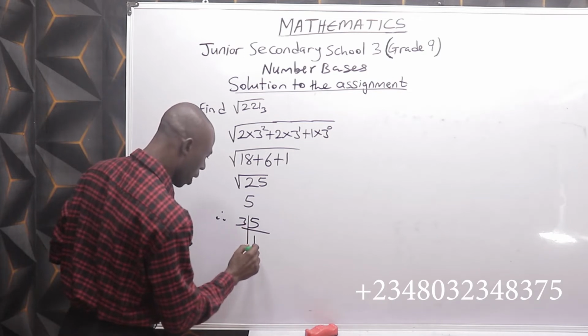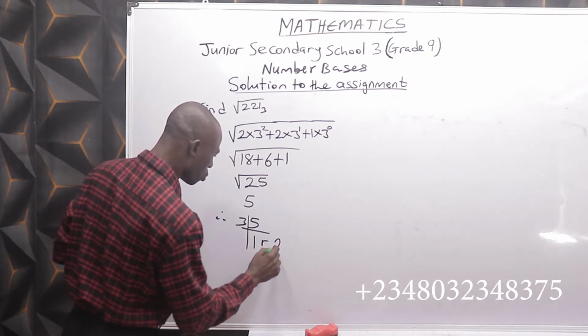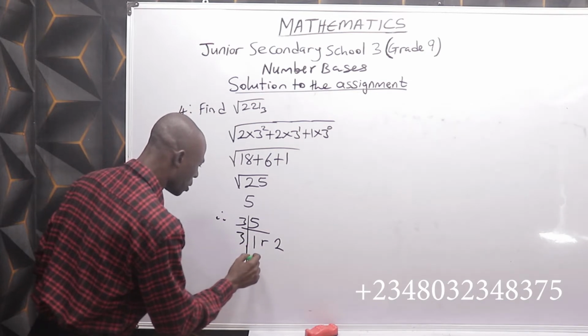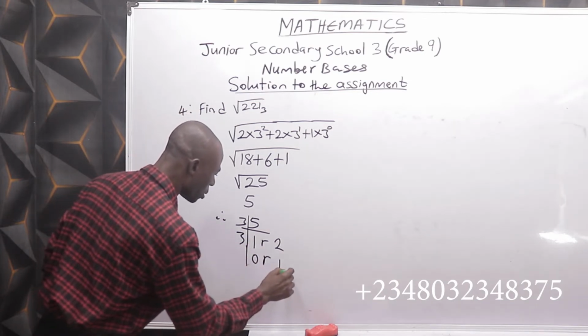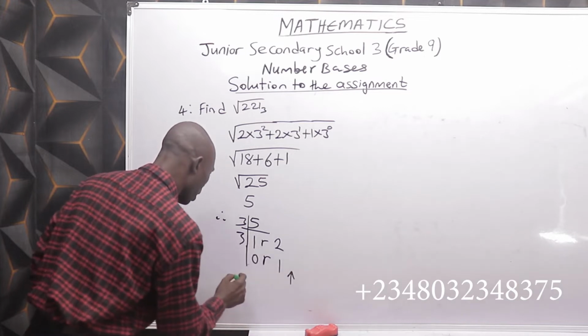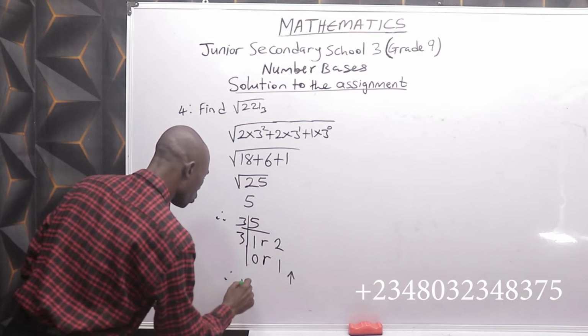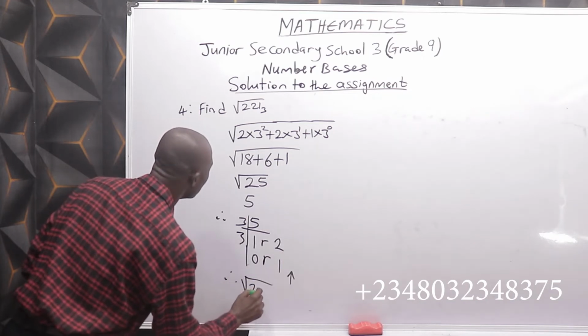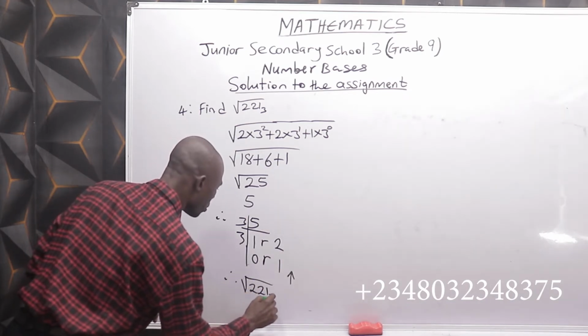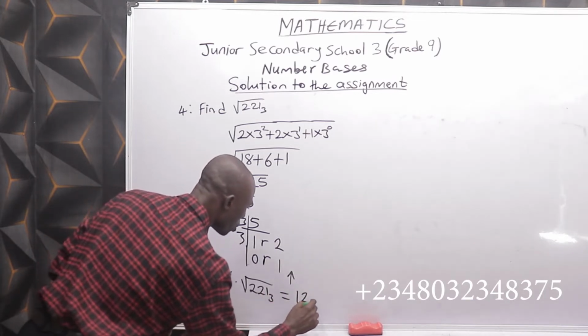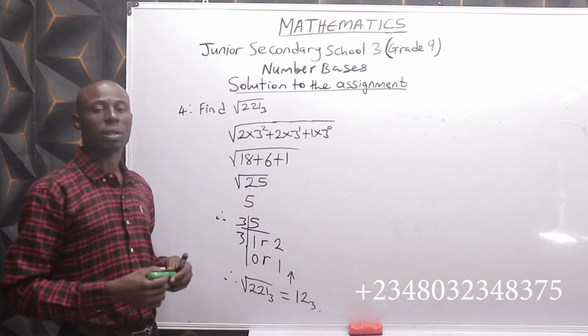3 in 5 is 1. Remainder 2. So 3 in 1, 0, remainder 1. Therefore, square root of 221 base 3 is equal to 12 base 3, and that is the answer.